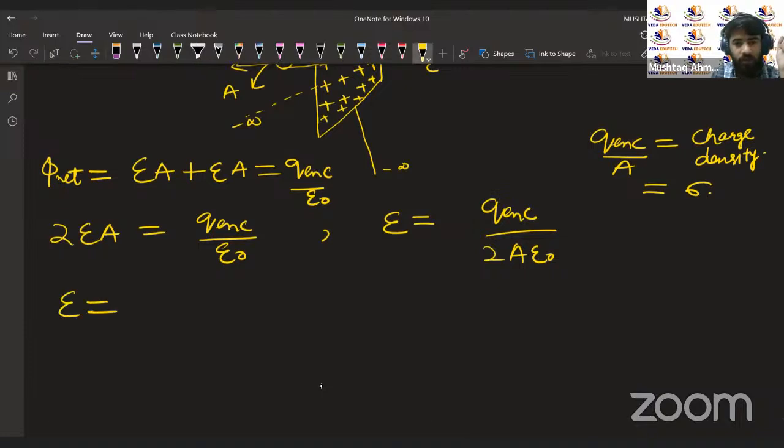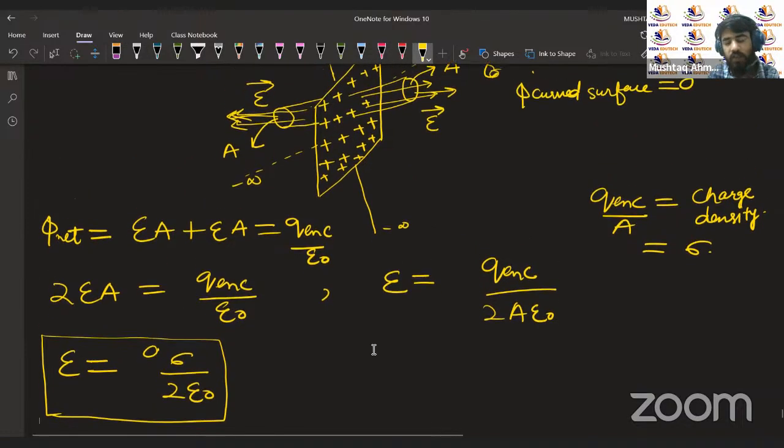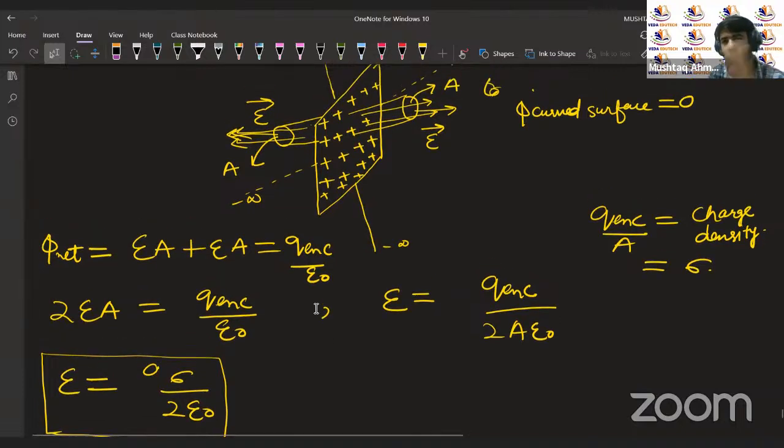So the strength of the electric field will be equal to sigma upon 2 epsilon naught. We can see here that for an infinite sheet, sigma is a constant and epsilon naught is a constant, so the electric field vector is a constant on both sides. Or we can say that the electric field due to an infinite sheet is a source of uniform field.